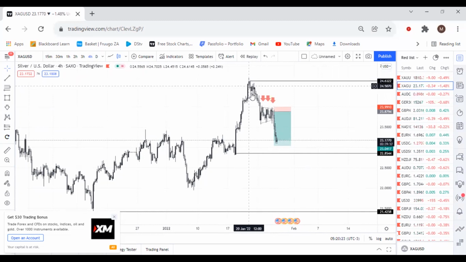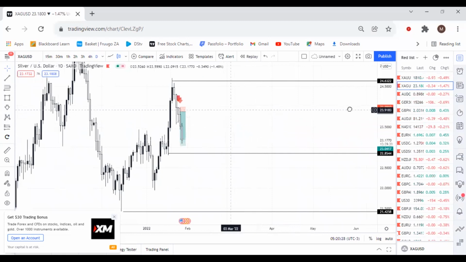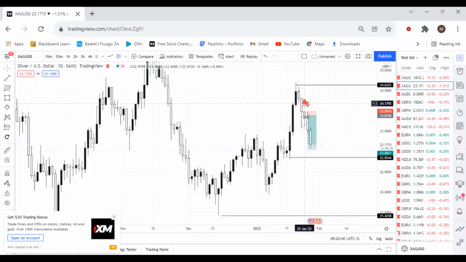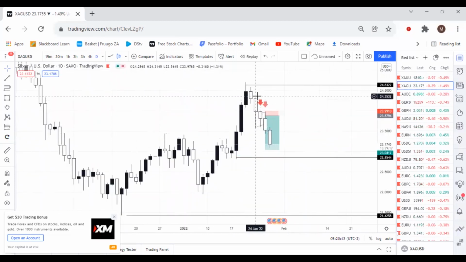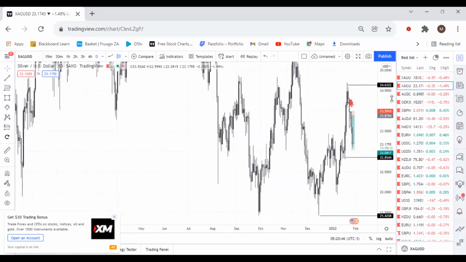So let me just show you guys the daily candlestick. So as you can see, we had this rejection followed by another bearish candlestick. So we had so much confluence with these ones.